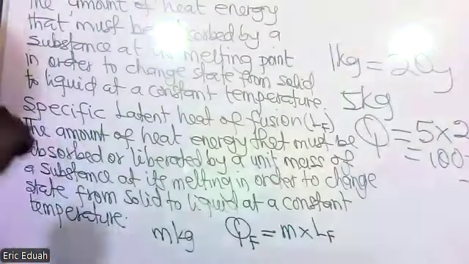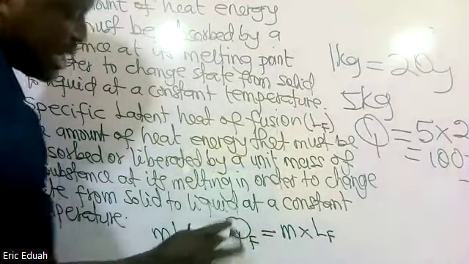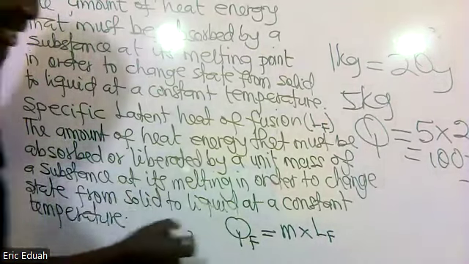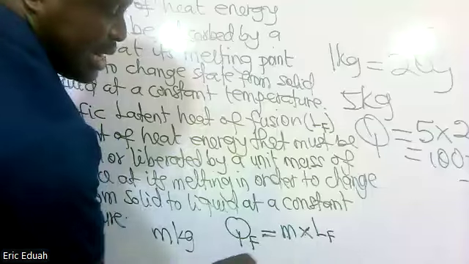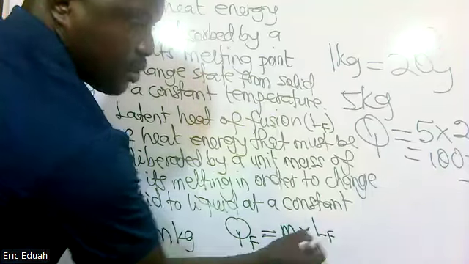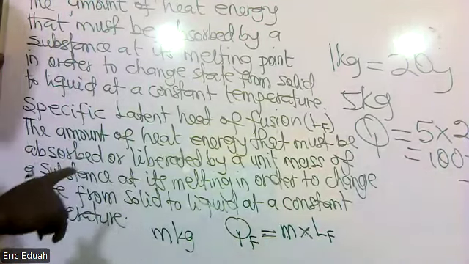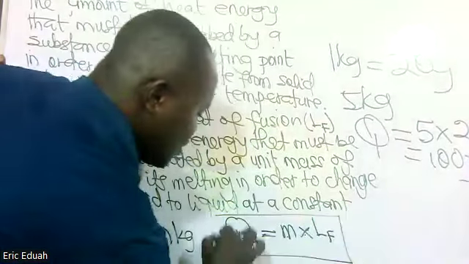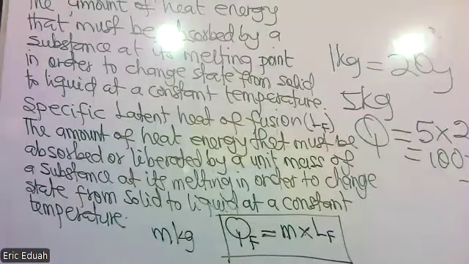Okay, so if you want to calculate the quantity of heat energy that must be absorbed by any given mass of a substance, it must be the given mass times the specific latent heat of fusion of the substance. So this is how to calculate the quantity of heat energy required by a substance in order to change from solid to liquid.